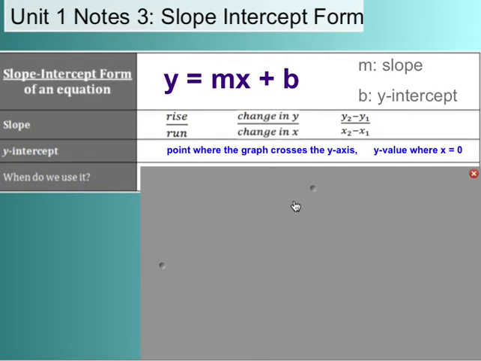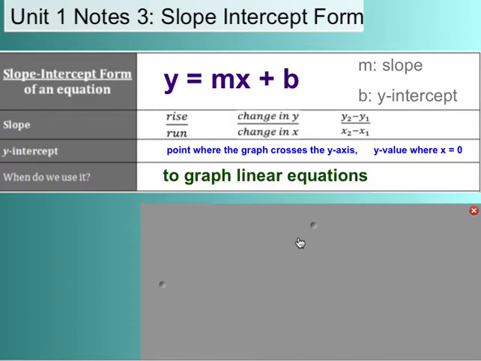The y-intercept is the point that is going to cross the y-axis. Again, the y-axis is the up and down one. It also represents the y value where x is equal to 0. So when do we use slope-intercept form? Slope-intercept form is primarily used to graph linear equations. So that's what we're going to be working on to start off with, simply graphing linear equations.